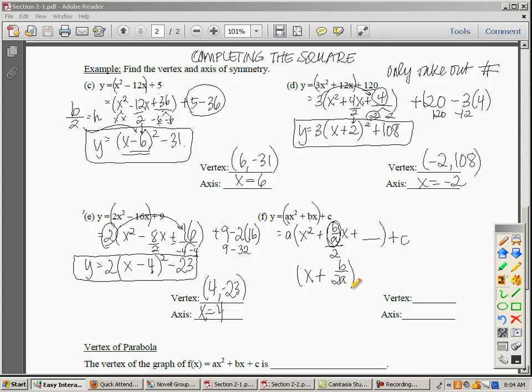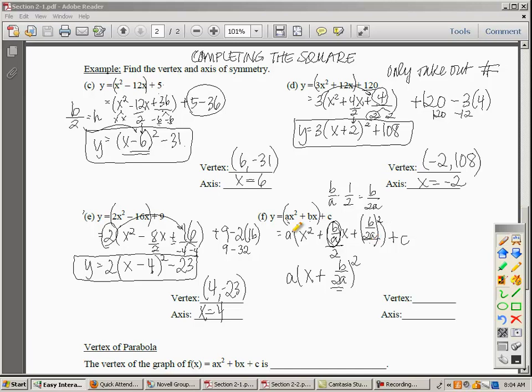Okay, because if I multiply b over a times 1/2, I get b over 2a. So I wanted you to see where that's coming from, and I've got this a outside. And we said, basically, take this value, b over 2a, and you square it. So b over 2a squared would be what I end up adding into my parabola.